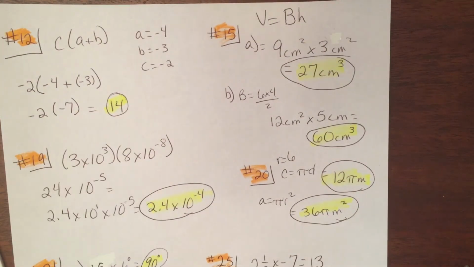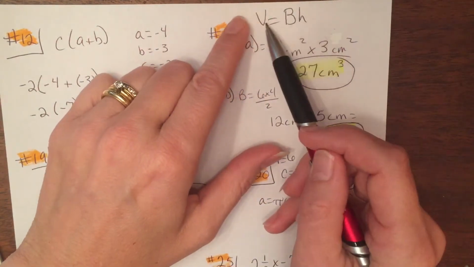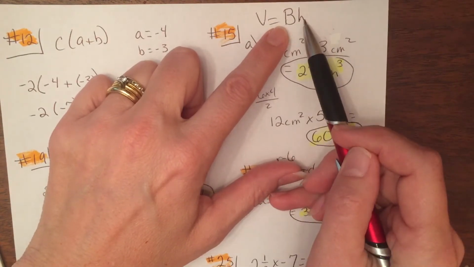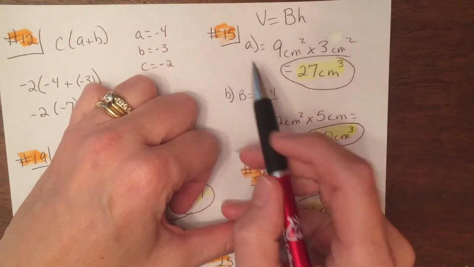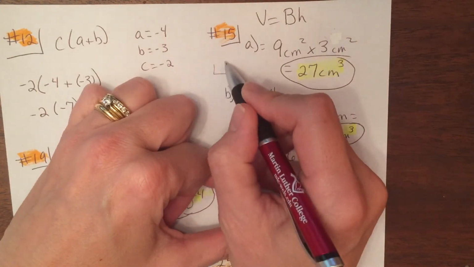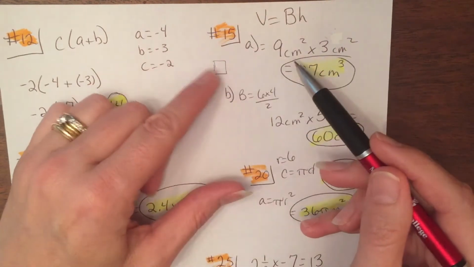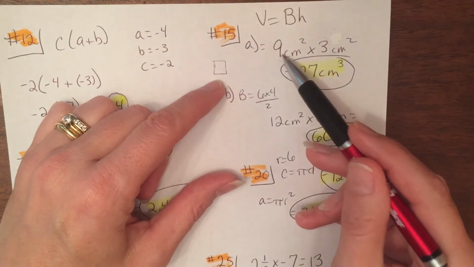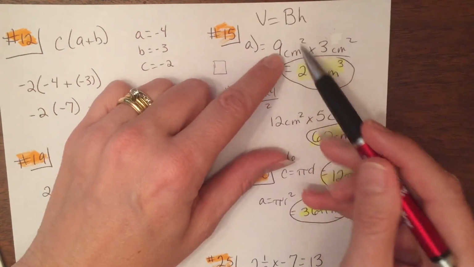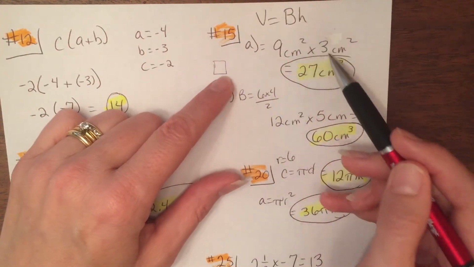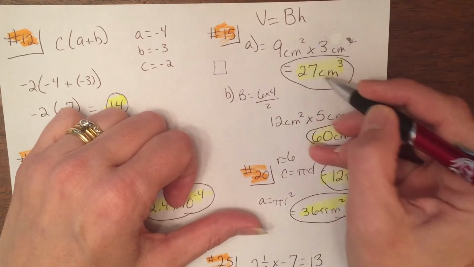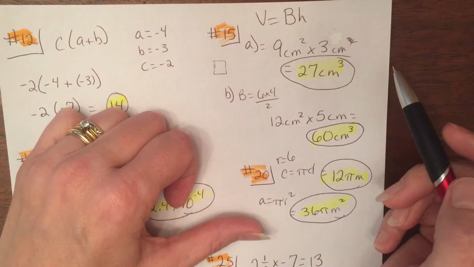Okay, number 15. These ones were the hard ones. So we've got to remember our formula. Volume equals B, the capital B is for area of the base, times the height. On my first one, the base of my figure is a square. So the area of that square is 3 centimeters times 3 centimeters, which is 9 centimeters squared. That's the capital B part. Times the height of the cube, which was 3 centimeters, and I get 27 centimeters cubed for the volume.